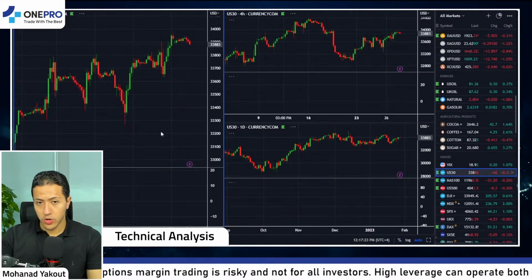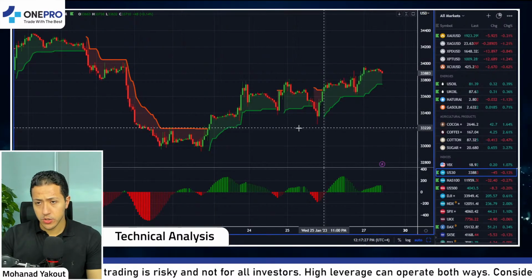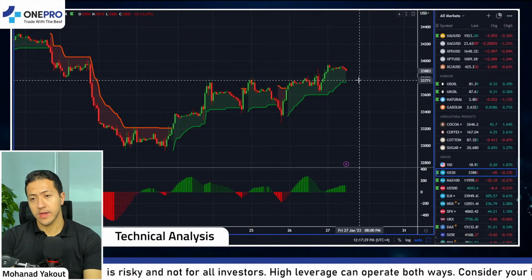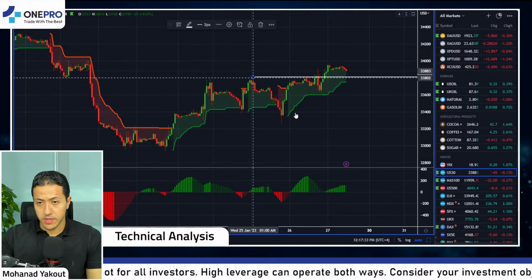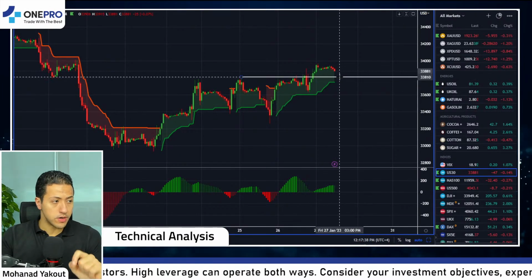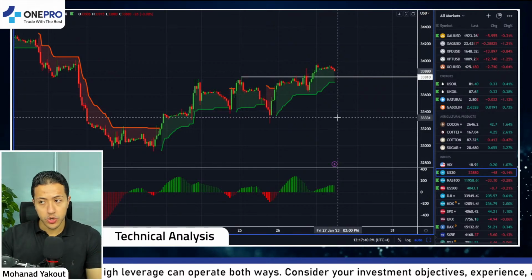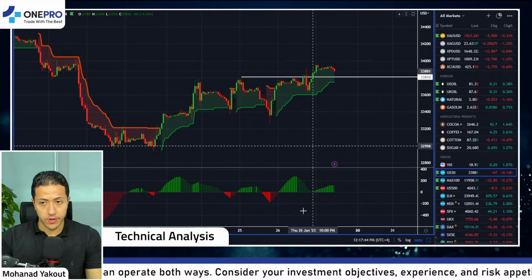A final look at the US Dow Jones. It's basically trading to the upside. So we are having this slight correction here or a retracement to the levels of 33,810. And from here, it might be a good opportunity to go long and target the levels of 34,000.